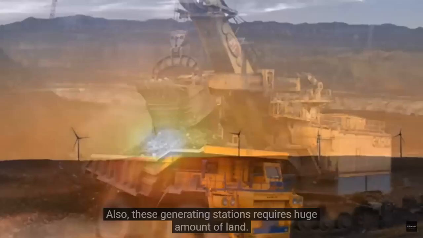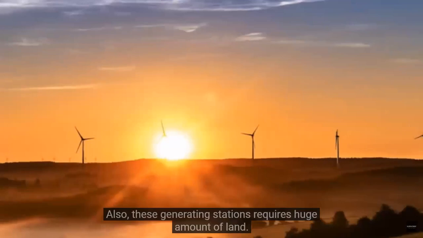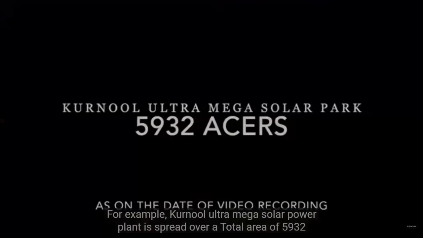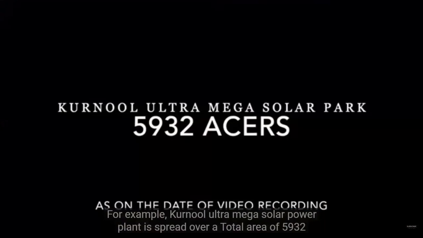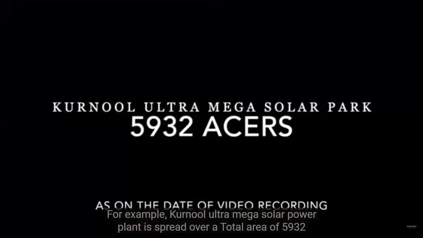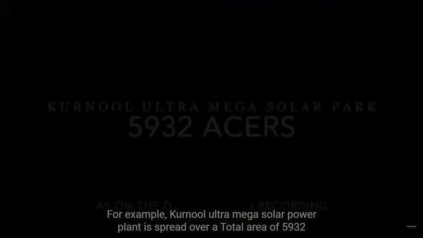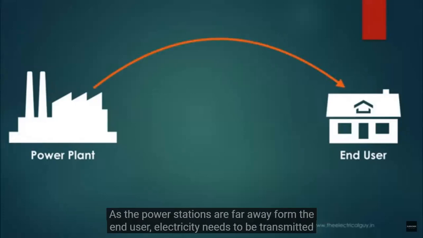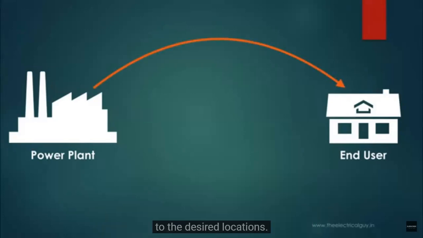Also, these generating stations require a huge amount of land. For example, Kurnool Ultra Mega Solar Power Plant is spread over a total area of 5,932 acres. Because of these reasons, such power stations have to be far away from the ultimate end user. As the power stations are far away from the end user, electricity needs to be transmitted to a desired location.